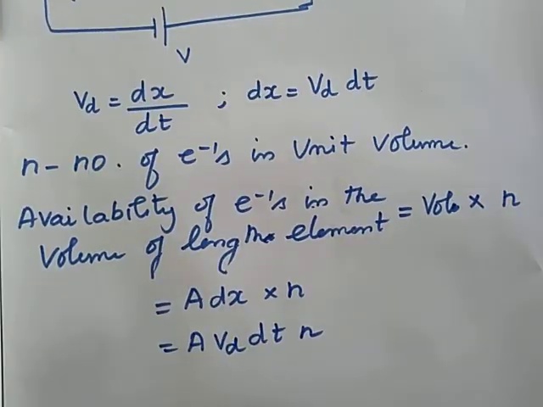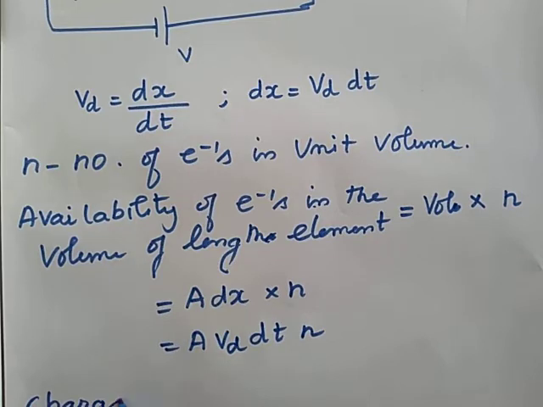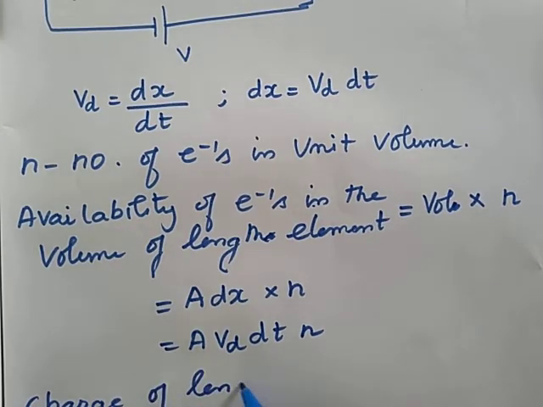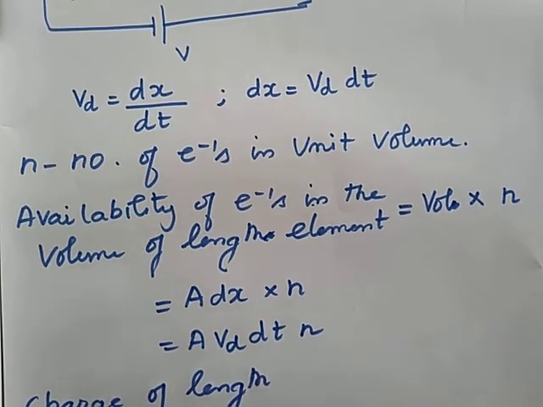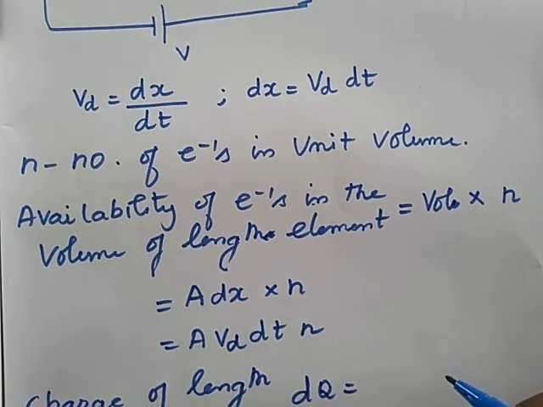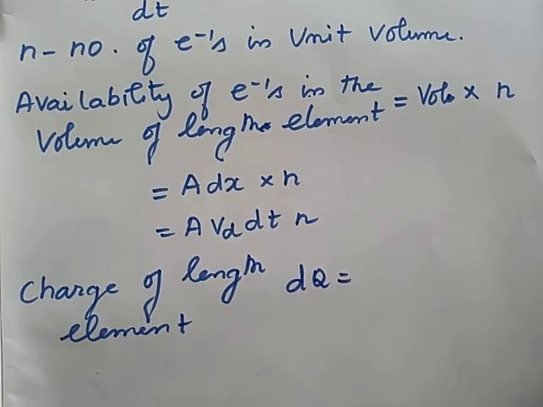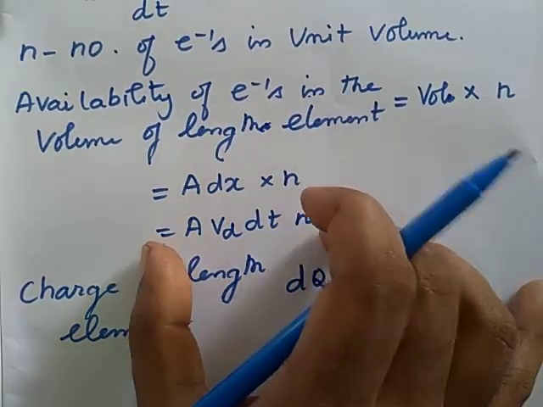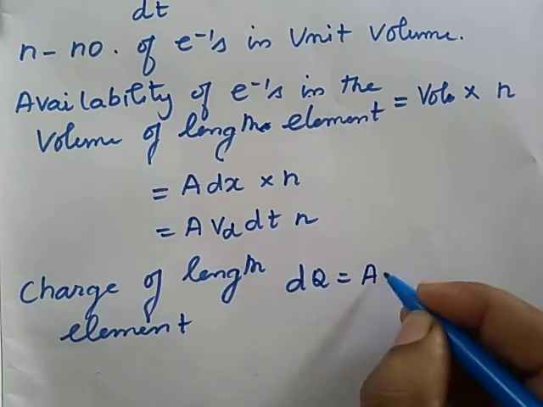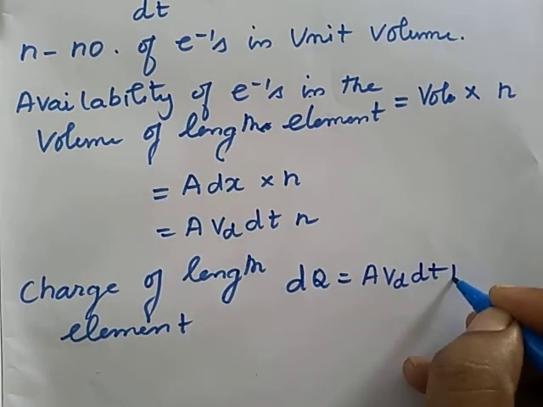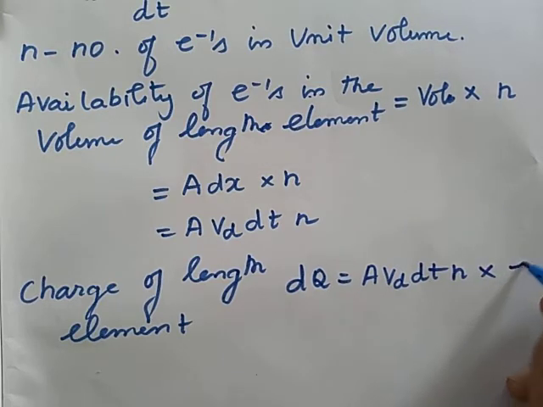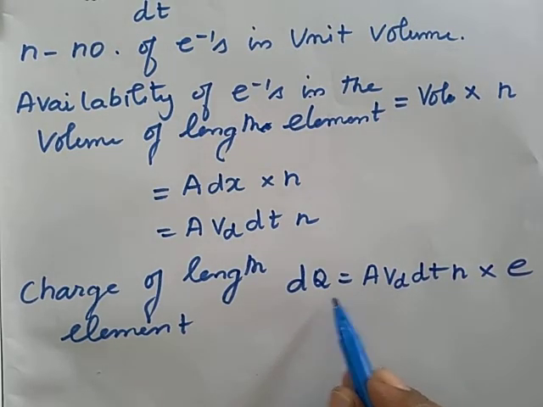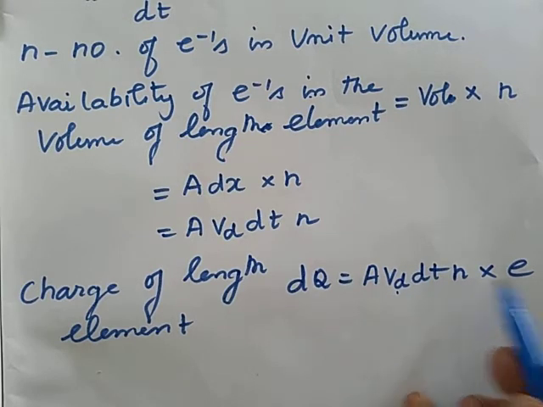Here we found the availability of electrons, then we find the charge of this length element, dq. We know the quantization of charge. What is the formula for quantization of charge? Q is equal to Ne, N is the number of electrons. We know the number of electrons present in the volume of length element dx is A Vd dt n. Then what is the charge of the electron? e. Then dq can be written as A Vd dt n into e.